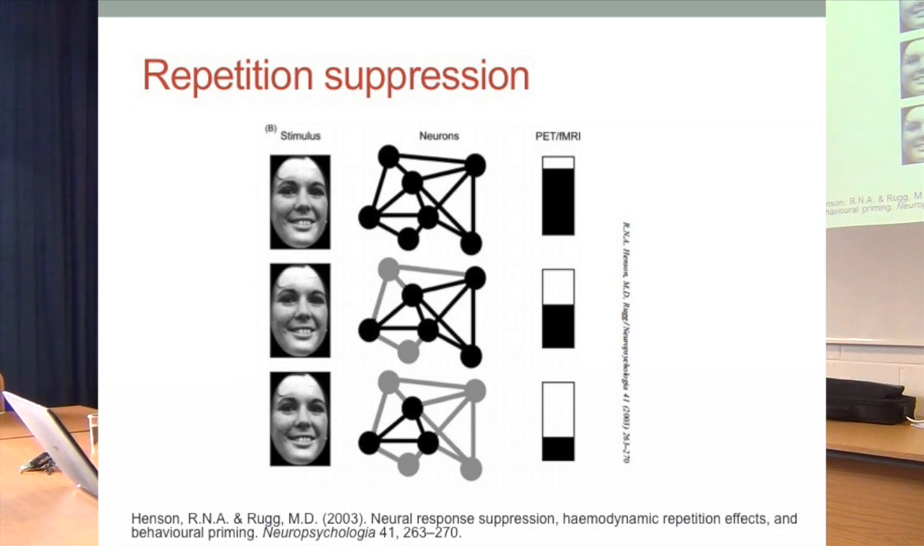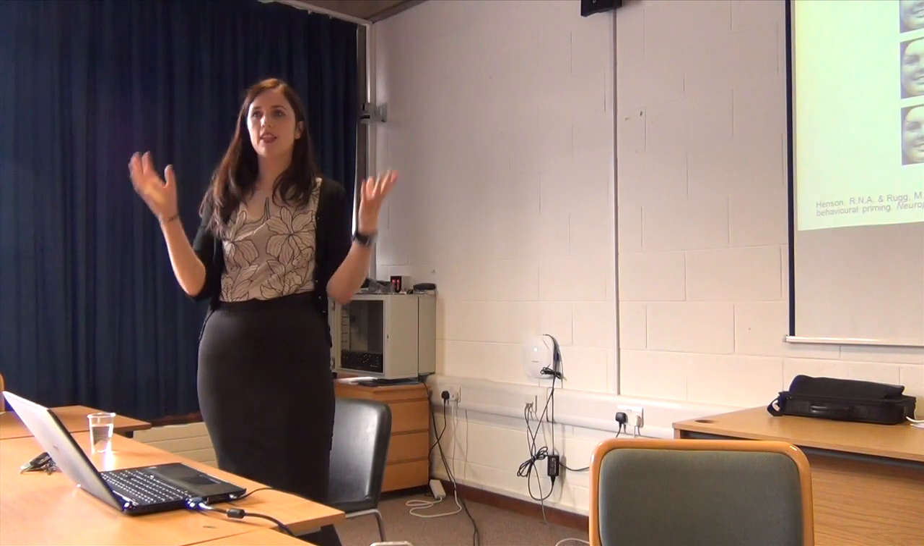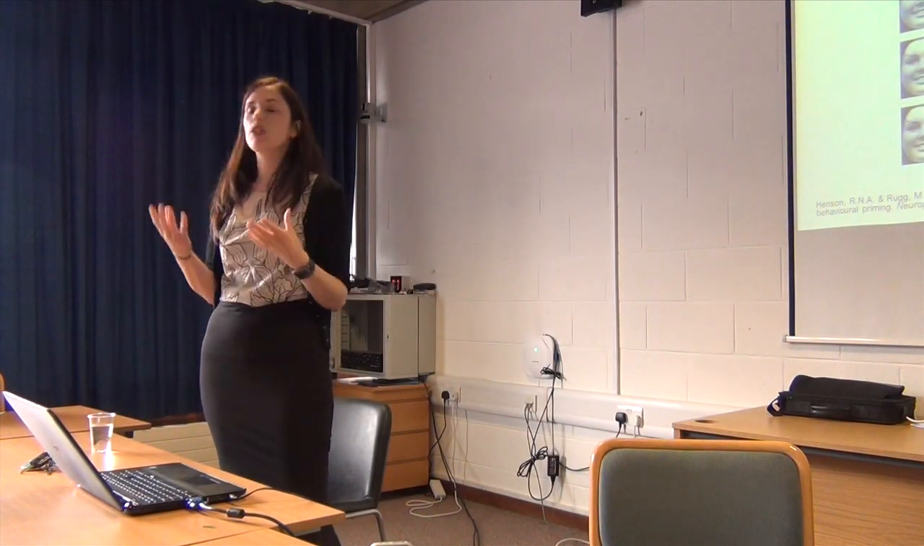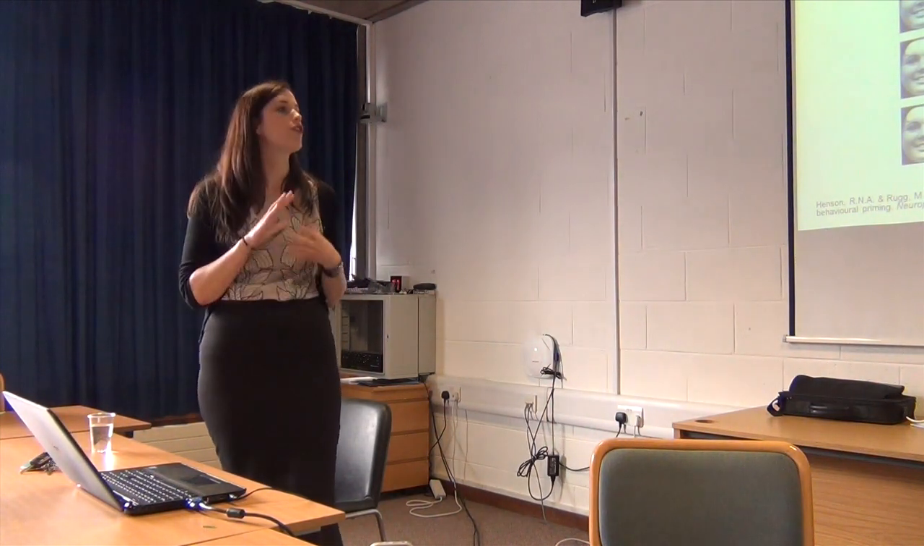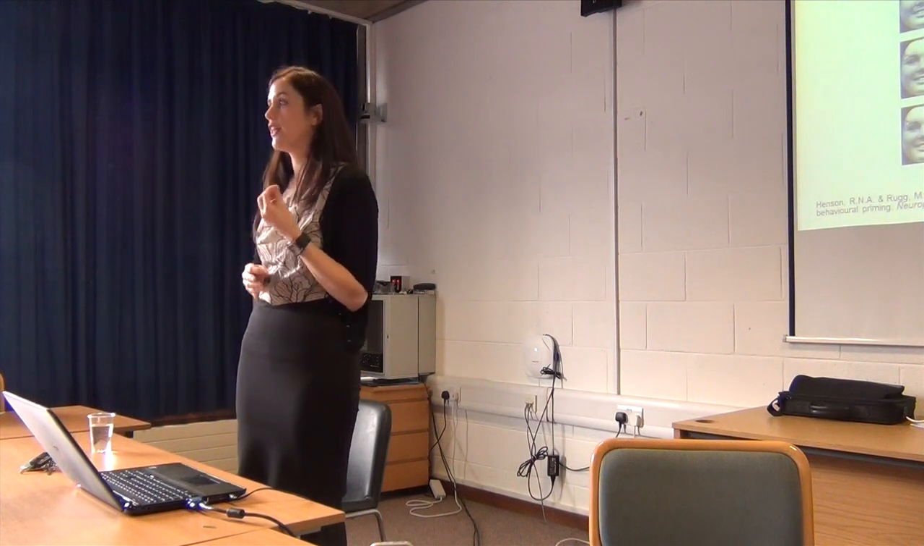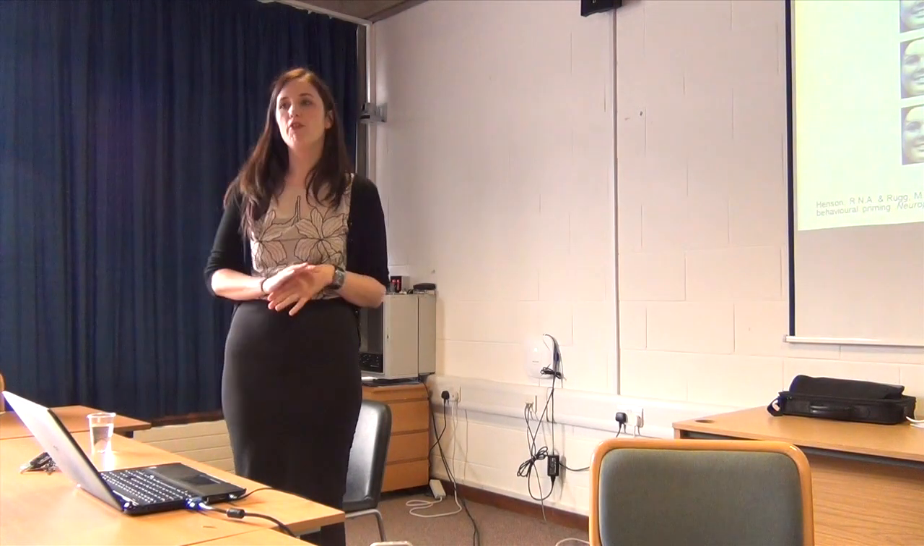Henson and Rugg theorised that this has to do with sparse representations. They're showing this using this middle line of the neuron. The first time the face is presented, we see this whole network of neurons responding. The second time, as a more sparse representation, fewer of those neurons are required to represent the stimulus, and the next time fewer again.